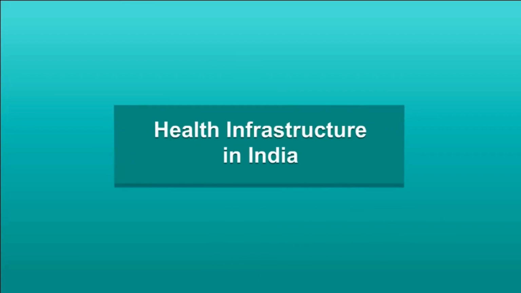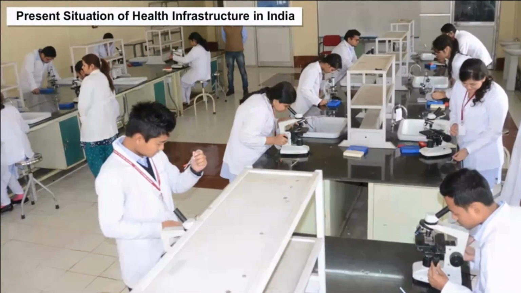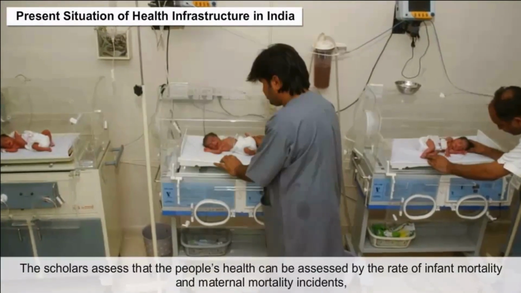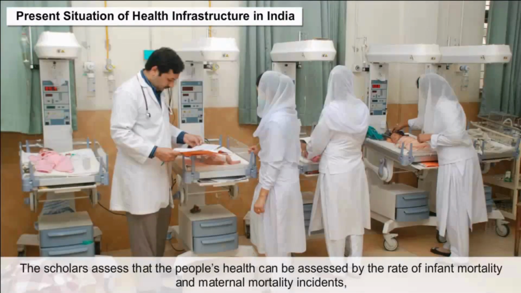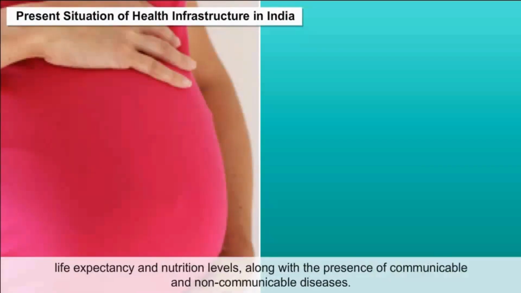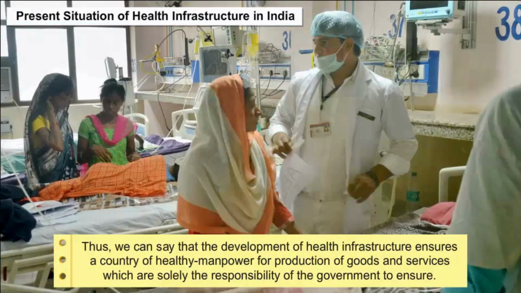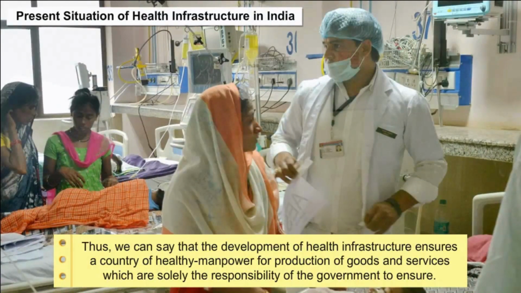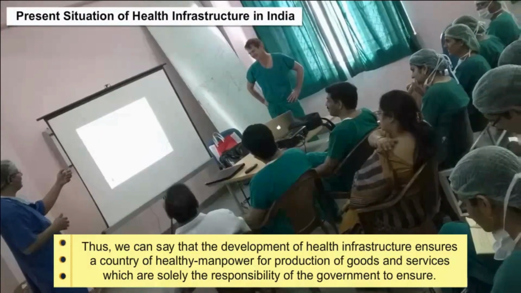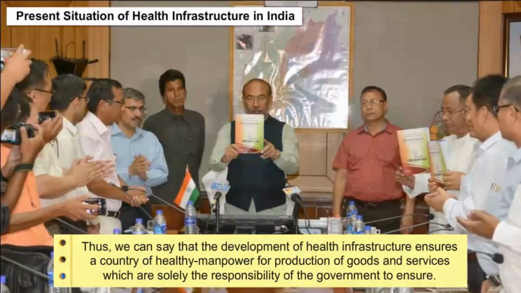Health infrastructure in India. Present situation of health infrastructure in India. The scholars assess that people's health can be assessed by the rate of infant mortality and maternal mortality incidence, life expectancy and nutrition levels, along with the presence of communicable and non-communicable diseases. Thus, we can say that the development of health infrastructure ensures a country of healthy manpower for production of goods and services, which is solely the responsibility of the government to ensure.